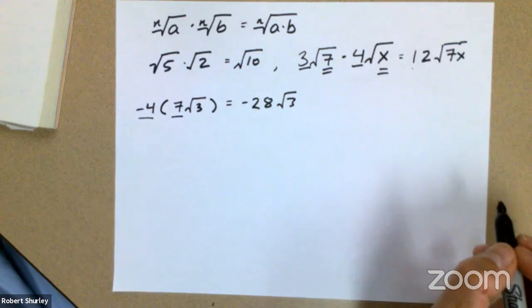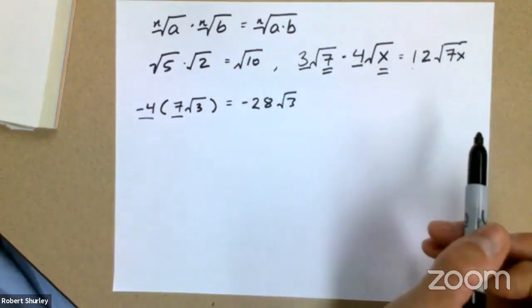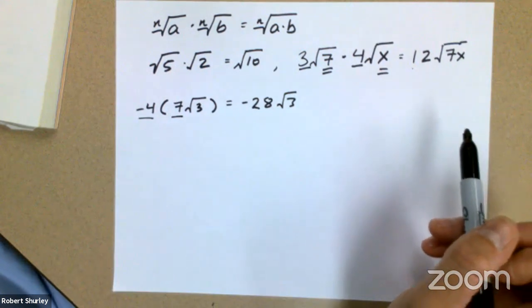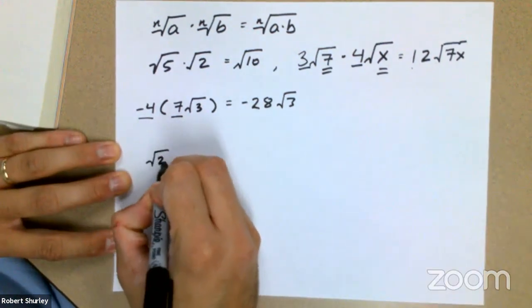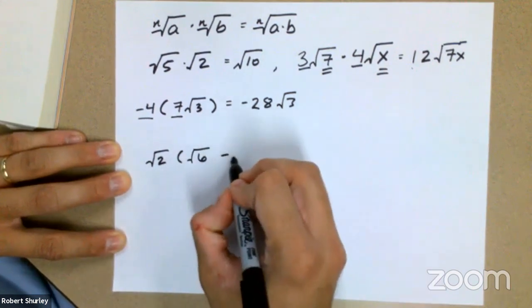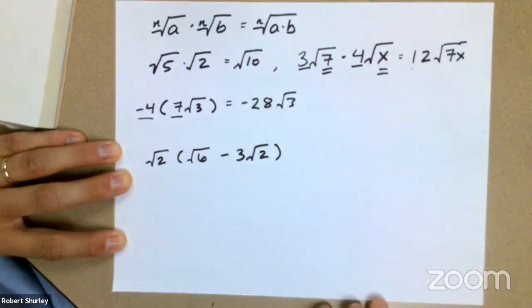-28 square root of 3. And all kind of 3 of these are going to pop up. You'll see what I'm talking about here in a second once we do these. So multiplying, let's look at, I'm going to steal one straight from the book. Let's say we had the square root of 2 times the square root of 6 minus 3 square root of 2.